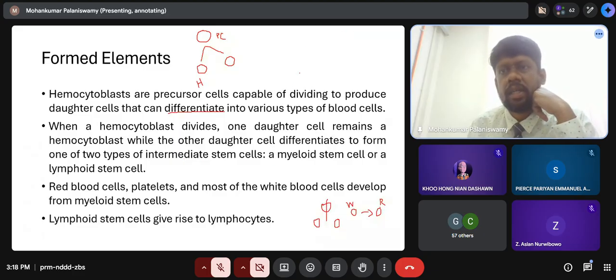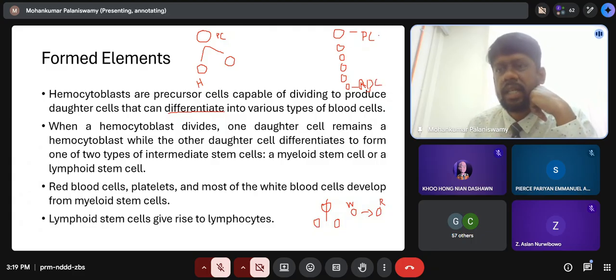I don't think I have a picture for this. Anyway, imagine this is the precursor cell or parent cell. Then in between we have so many cells, and finally we have RBC or WBC.